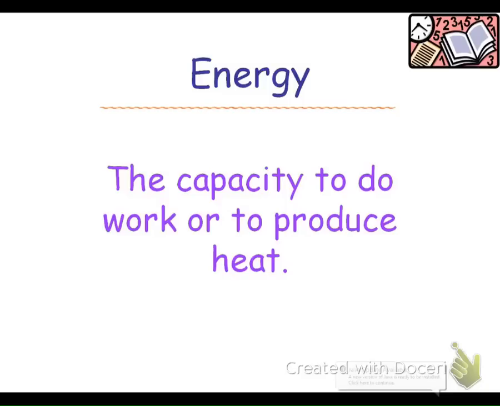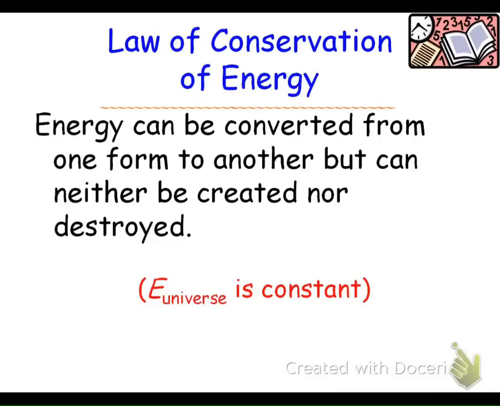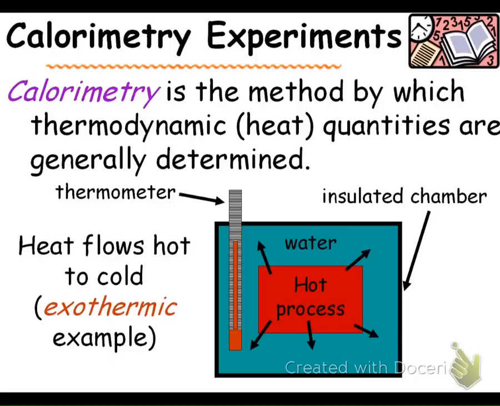Energy is the capacity to do work or produce heat. So anytime we're talking about heat or temperature or anything like that, we're talking about energy. So energy is really important in chemistry. The law of conservation of energy, just like the law of conservation of mass, states that energy can be converted from one form to another, but cannot be created or destroyed. So very similar to the conservation of mass. So the energy in the universe is constant.